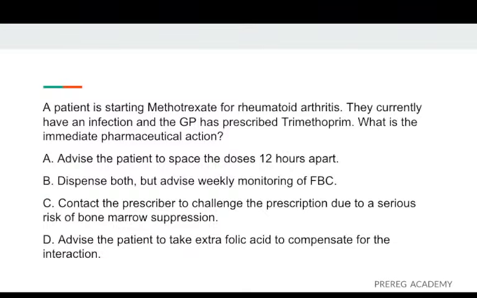So there's increased risk of bone marrow suppression if methotrexate and trimethoprim are used together because these two medications are antifolates. So aside from this bone marrow suppression interaction, what are the other possible results of using methotrexate and trimethoprim together?